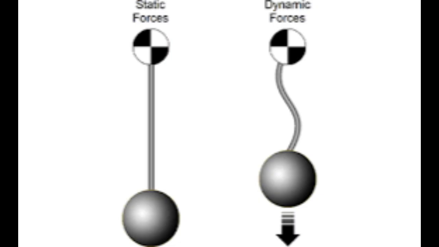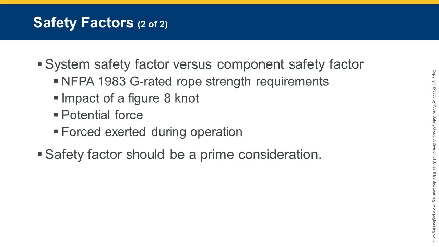The key takeaway: always consider the forces that could actually happen during operation, not just the static load. Loads can spike, especially if there's movement, shock, or failure. That's why safety factors should always be a prime consideration when building a rope rescue system. Build it strong, anticipate the worst, and you'll keep your team safe.